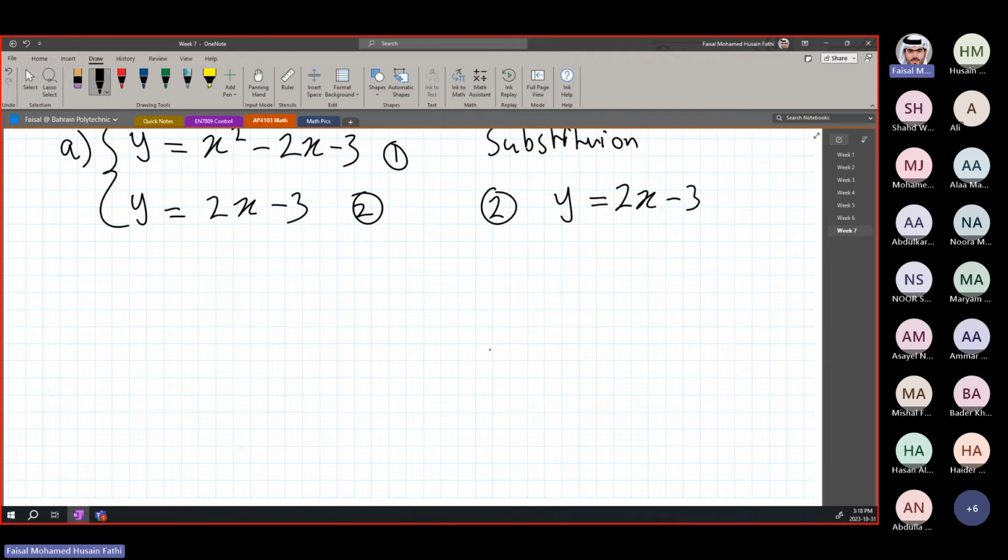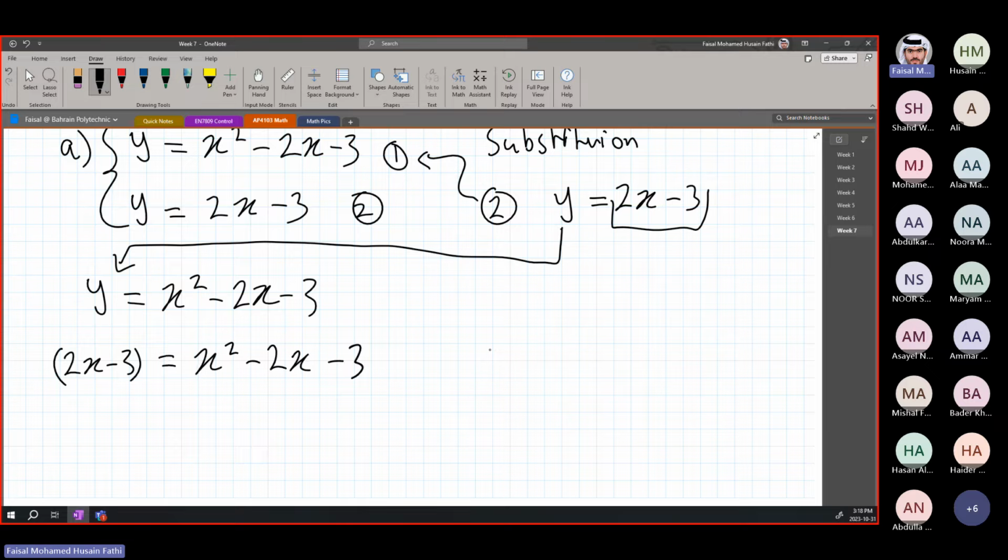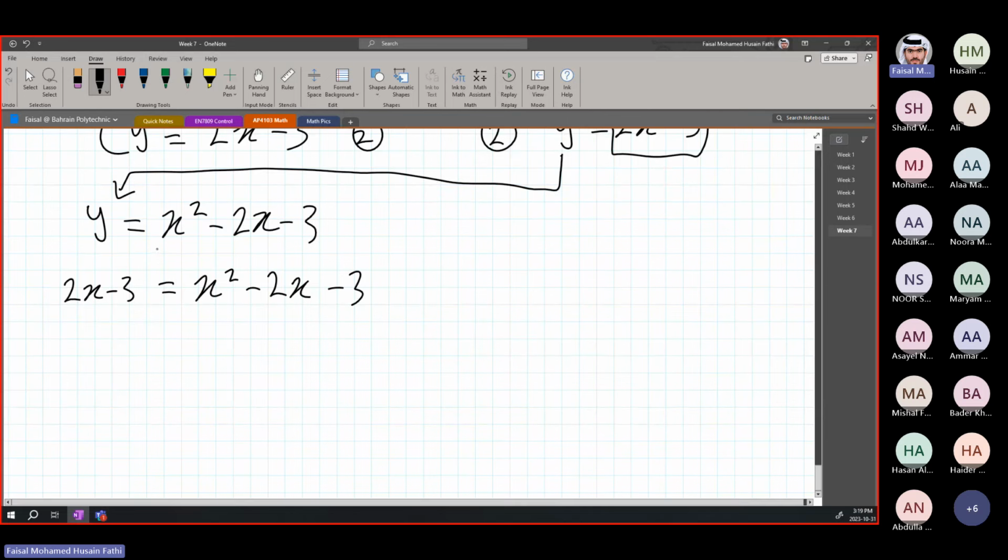So we have already equation 2. And now we just substitute. What's our equation 1? We have to substitute obviously in 1. Our equation 1 is y is equal to x squared minus 2x minus 3. So we will substitute this y instead of this y. This value, we will put it there. So 2x minus 3 is equal to x squared minus 2x minus 3. Okay, simple. Very simple. Now we just have a simple quadratic equation.